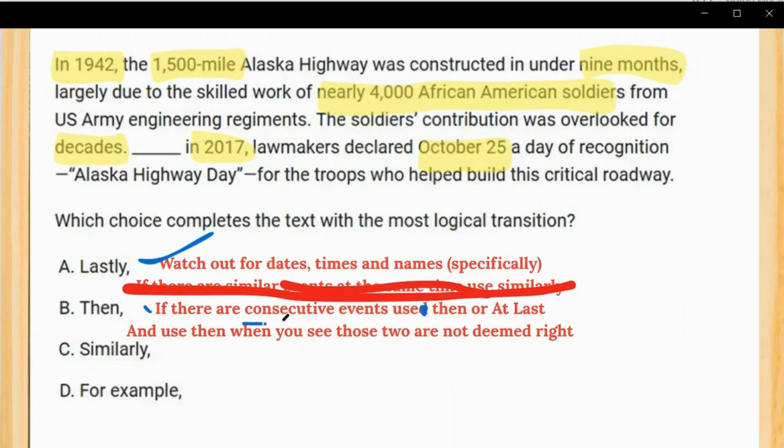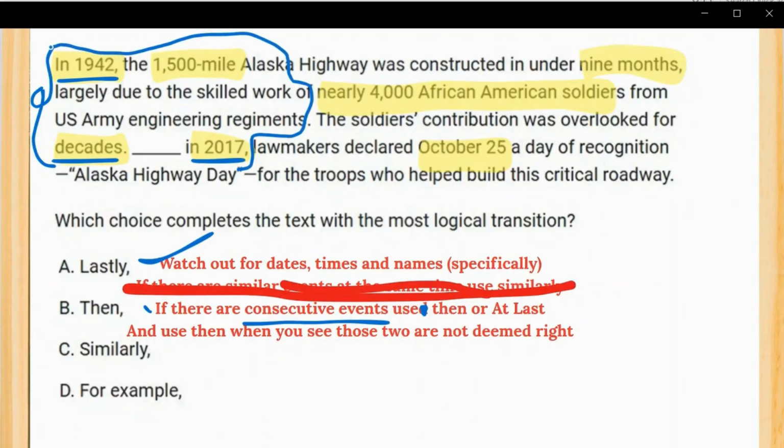Do we know what consecutive events are? It means events that come one after another. As we can see here, 1942 is the very beginning, and then there is a decade, after a decade, like 1942 plus 10 or 12, almost 52 or 54, something like that. And then there's 2017. So these are consecutive events. This whole thing is a consecutive event because this event started in 1942, their contribution was overlooked for decades, and there is 2017 at the very ending.